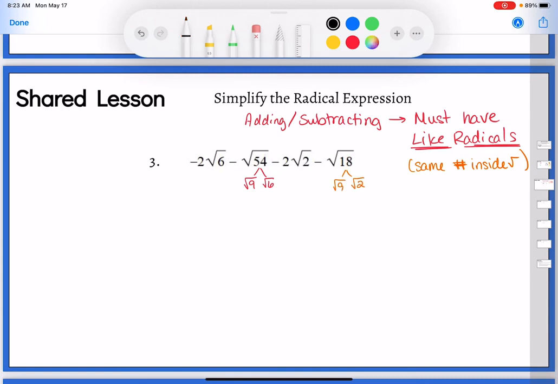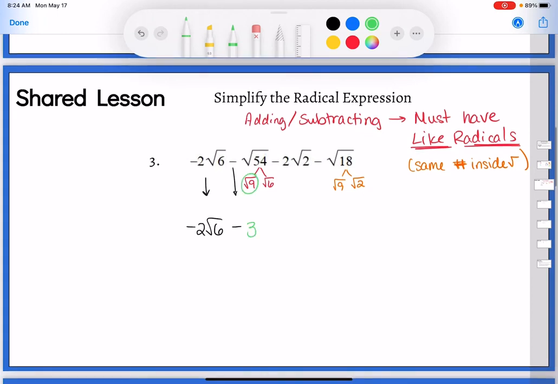All right, so let's see. I'm going to bring down my negative 2 radical 6. That's not changing. I'm going to bring down my negative sign, right? But now I have the square root of 9, which becomes 3. Radical 6 can't do anything, so it's staying how it is. So that second term became minus 3 radical 6 instead of radical 54. I'm going to bring down my minus 2 radical 2. I couldn't do anything with that. I'm going to bring down my negative. And now I've got the square root of 9. Again, it's 3. Square root of 2 I can't do anything with, so it's staying radical 2. So now that last term became minus 3 radical 2.